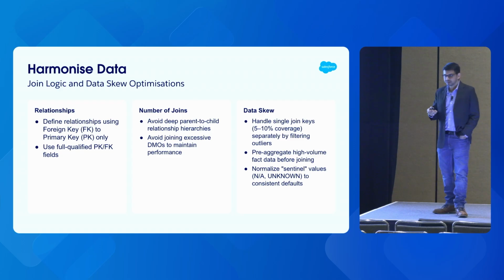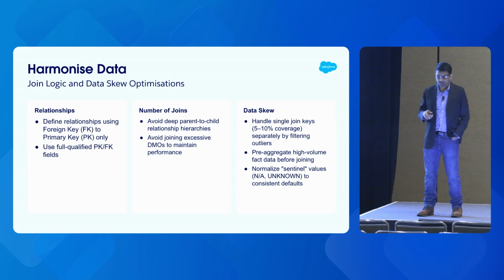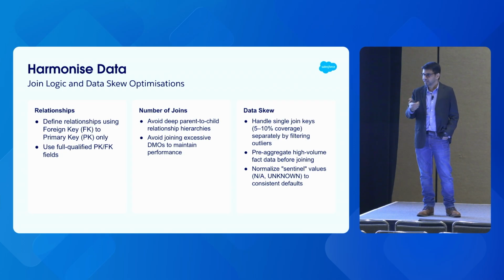The second thing is, the more joins that you do, the more processing that occurs. Avoid too many joins, avoid deep relationships. If you can navigate through one relationship, prefer that rather than going through multiple relationships. So creating a DMO relationship is extremely critical, in short.